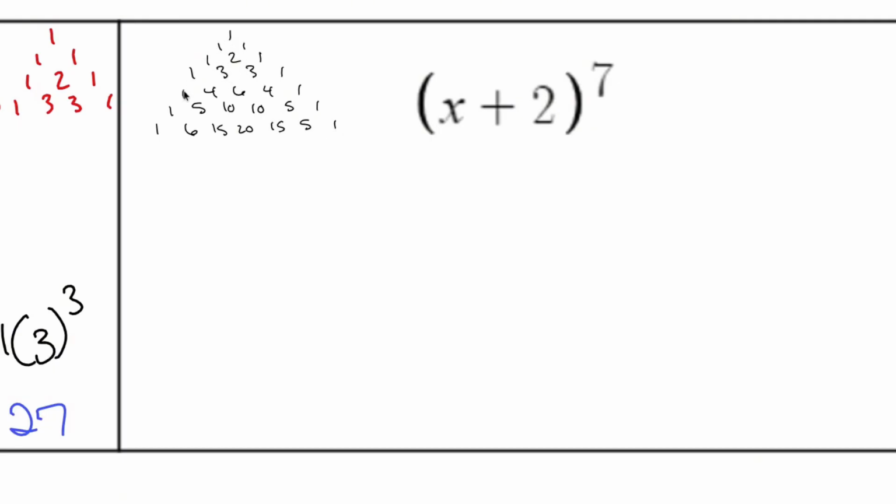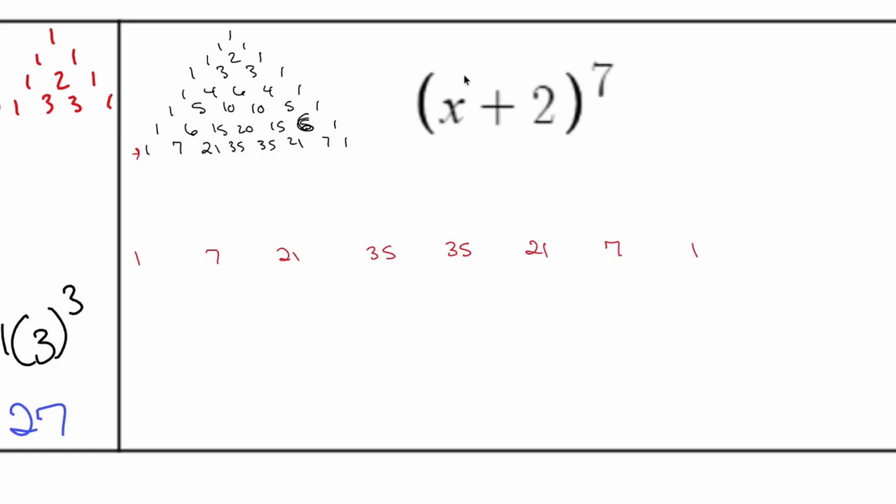1, 2, 3, 4, 5, 6, 7. I need 1 more. 1, 7, 21, 35, 35. Uh-oh, that should have been 6. 21, 7, 1. All right, let's write out the coefficients. I need all of them. 1, 7, 21, 35, 35, 21, 7, 1.